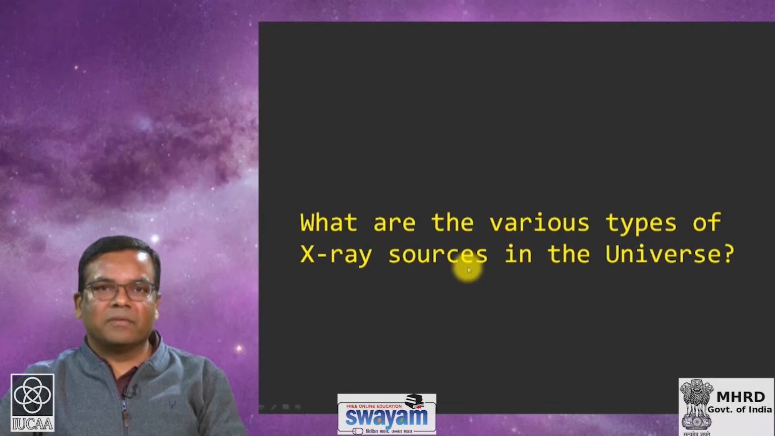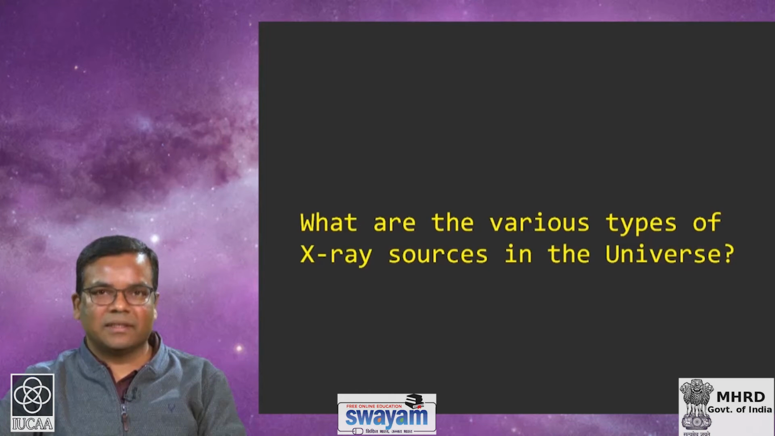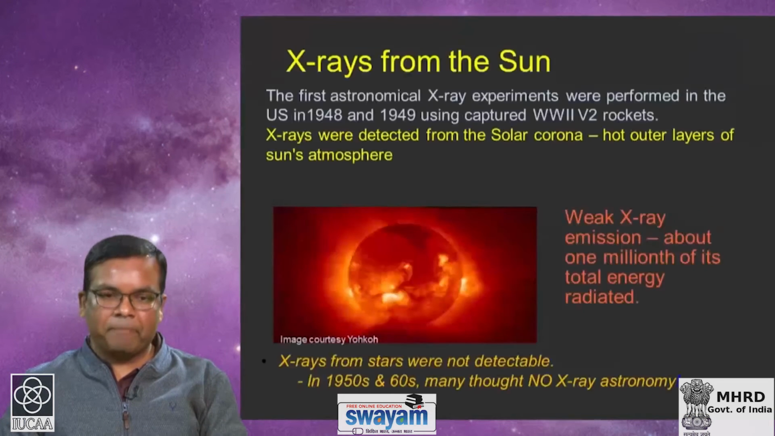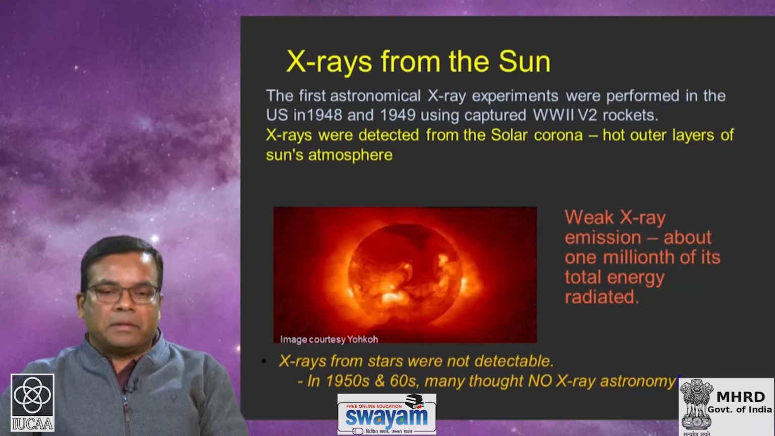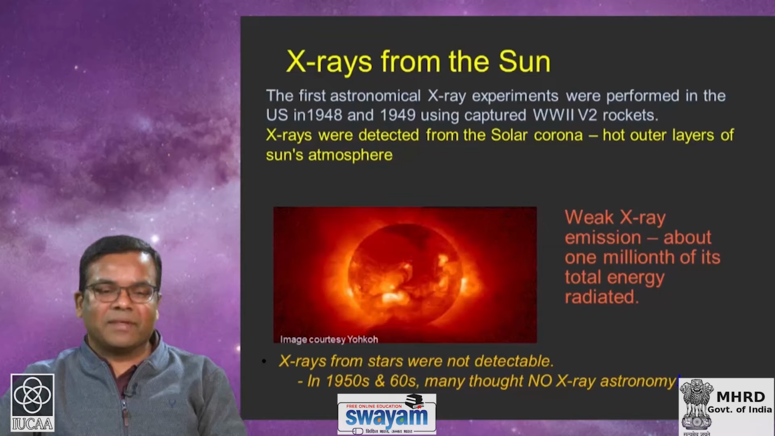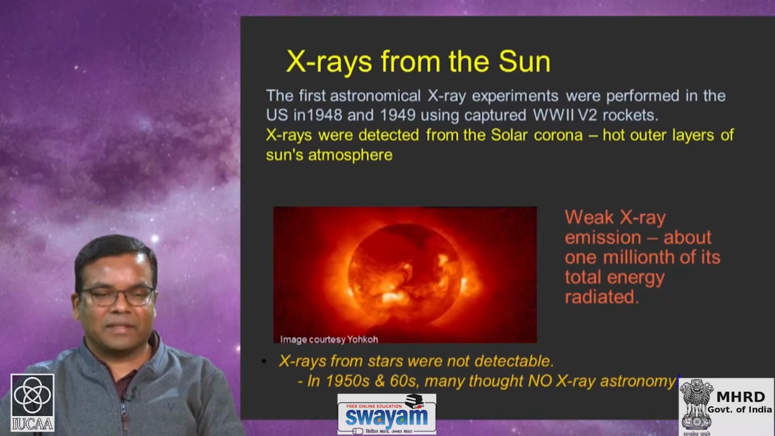Next question we want to ask: what are the various types of X-ray sources in the universe? Our sun is an X-ray source. In fact, it was the first astronomical X-ray source from which X-rays were discovered.